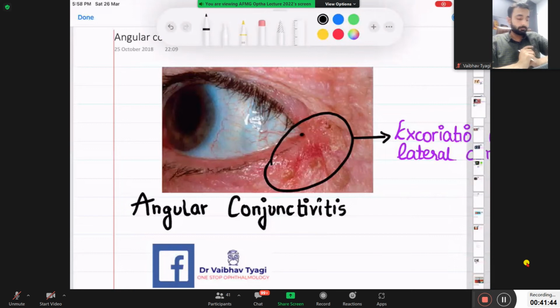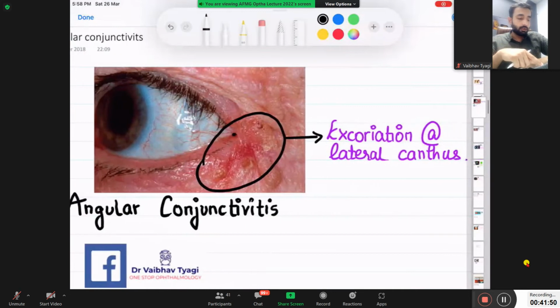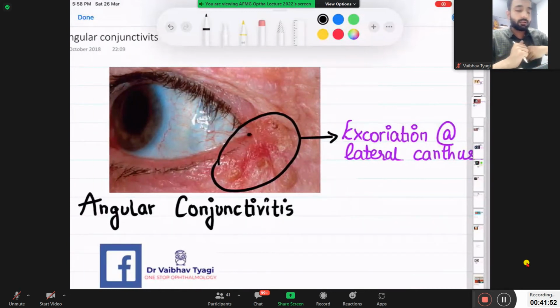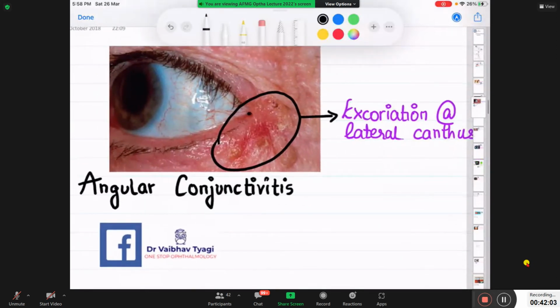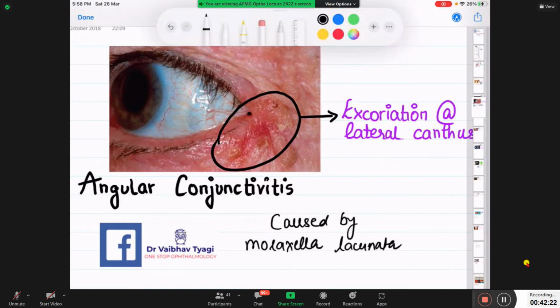Next important question: angular conjunctivitis. You will see excoriation at the lateral canthus. The question asked is, angular conjunctivitis is caused by Moraxella lacunata.